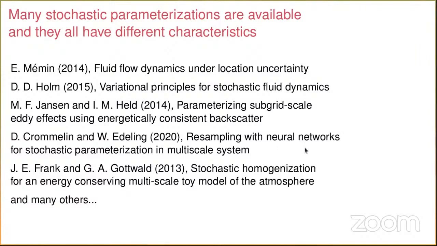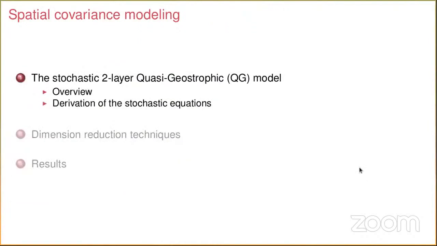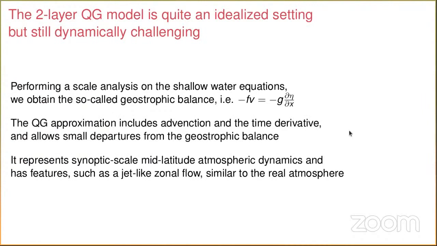I'm not going to talk about a new amazing outperforming stochastic parameterization, but I took the idea presented by Franzke and Gottwald in their paper, and I look at how the model output is affected by my definition of the terms in the stochastic parameterization, and in particular, how the definition of the spatial covariance influences the model output. To do this, I use a stochastic formulation for the two-layer quasi-geostrophic model. And to give you an idea of the complexity of this model, let's start from the shallow water equation.